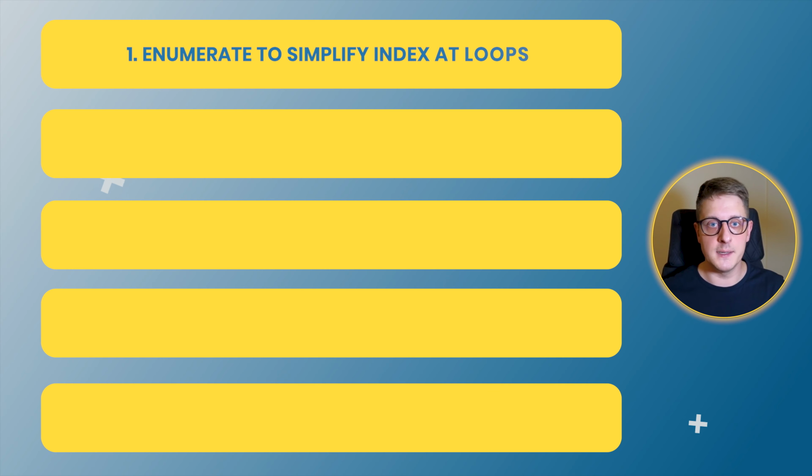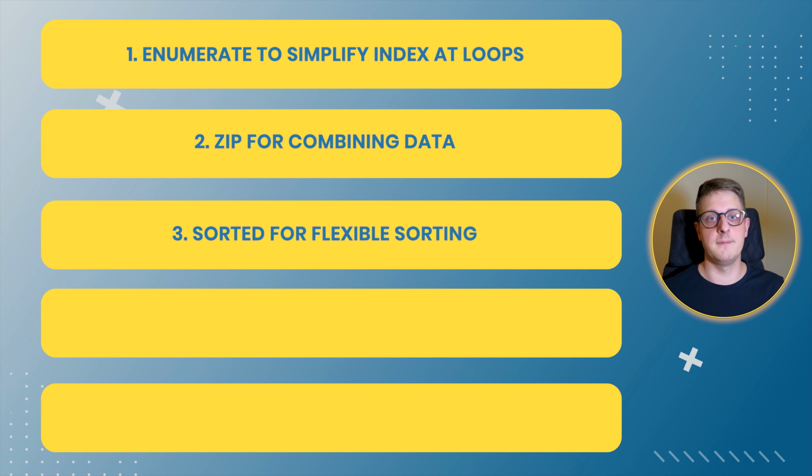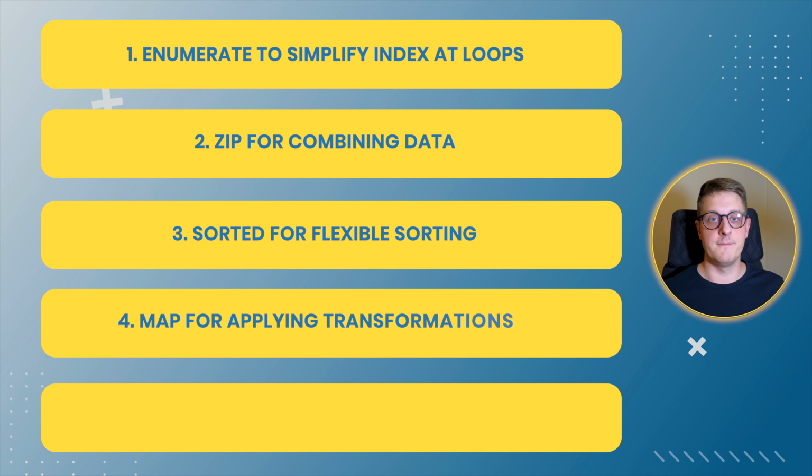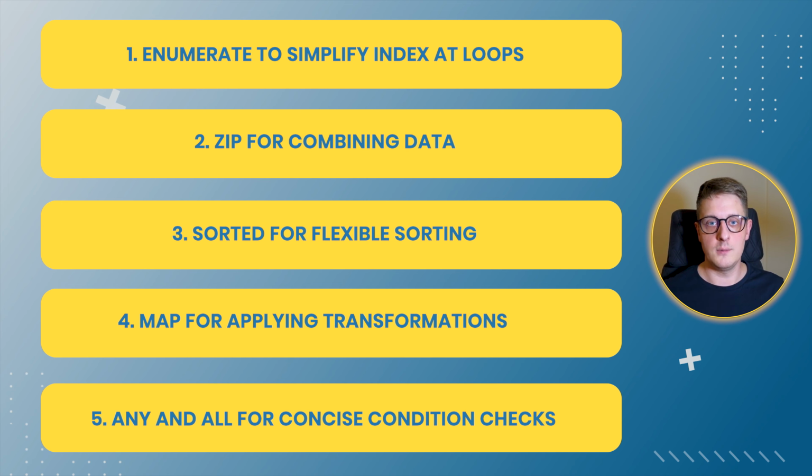Your code becomes more expressive and clear with fewer lines whenever you're checking conditions across lists or iterables. Try replacing loops with all or any. They make your code cleaner and more readable. So we explored 5 incredibly useful Python functions: enumerate for indexed loops, zip for combining data, sorted for flexible sorting, map for efficient transformations, and any and all for concise condition checks.